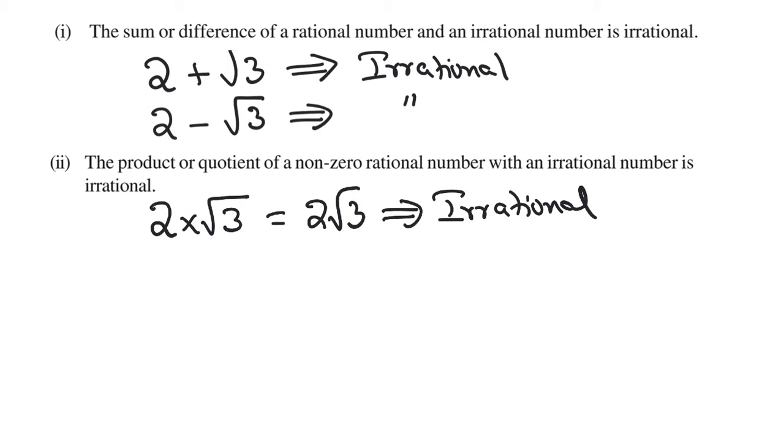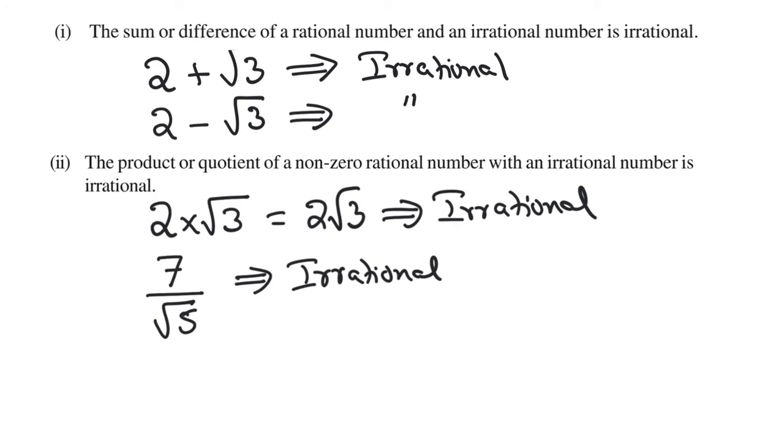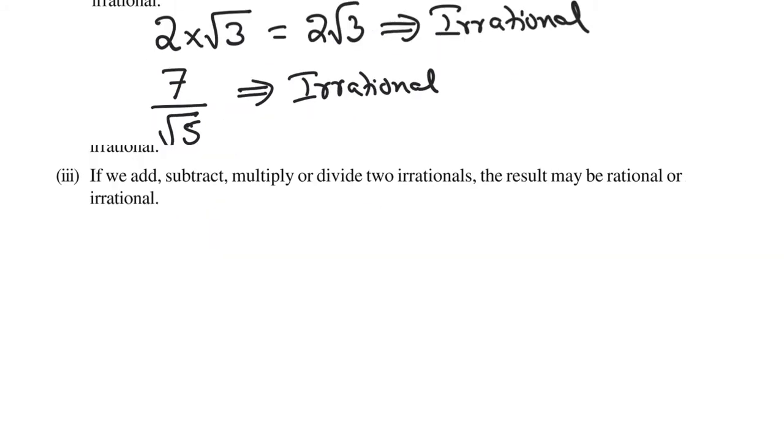Similarly, the quotient of a rational number, is 7 a rational number, divided by an irrational number, the result will also be an irrational number. So, got the second fact clear? The product or quotient of a non-zero rational number with an irrational number is always irrational. Let's look at the third fact.